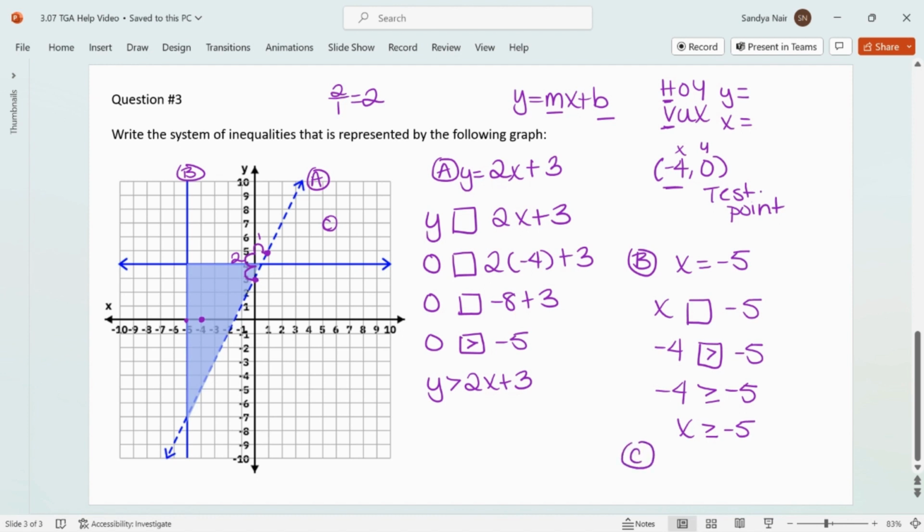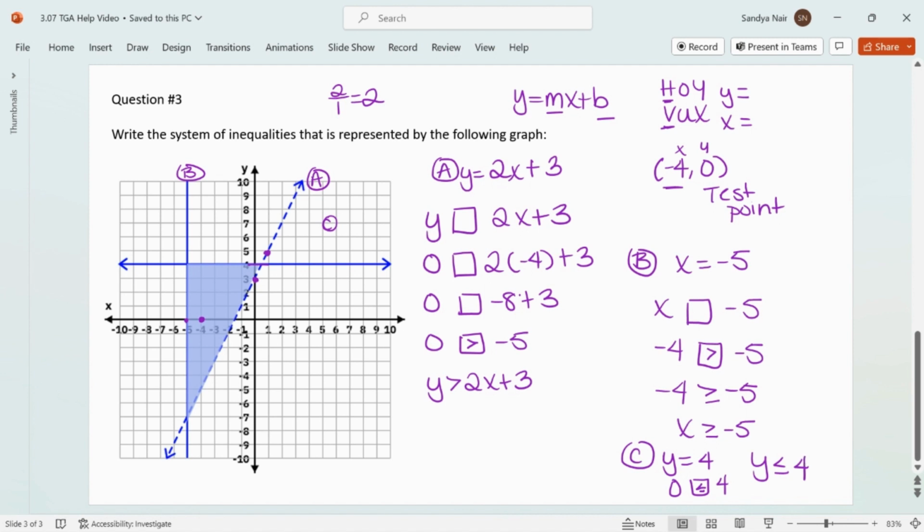Now let's try C. On C, that's this line going straight across, my horizontal line. You can't see because I drew on here, but if I delete that, you can see it's y equals 4. So y equals 4 is going to be that equation. If I look at that test point, it's going to be 0 and then something 4, right? 0 is less than 4. And notice this is a solid line once again. So that's going to be 0 less than or equal to 4. So this is going to be y less than or equal to 4.